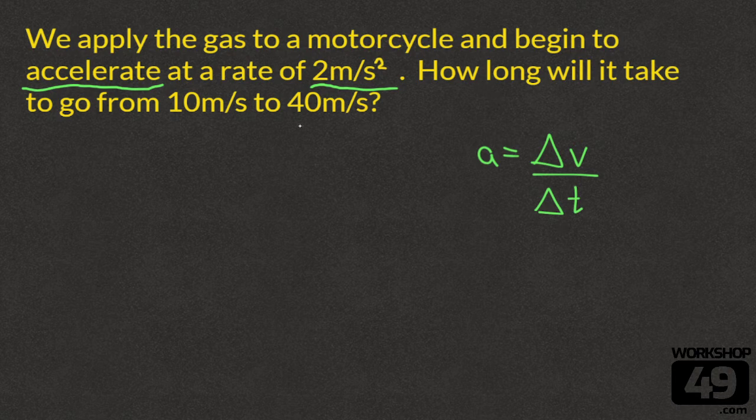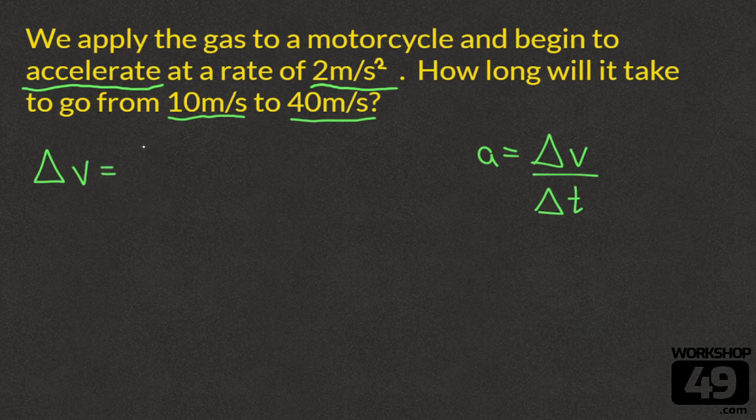How long will it take to go from 10 meters per second to 40 meters per second? We see two different velocities. We are speeding up in this equation. That's again a flag that you can tell that this is an acceleration question because acceleration questions involve a change in velocity. We're going to get our delta V. We need to know how much our velocity changed by.